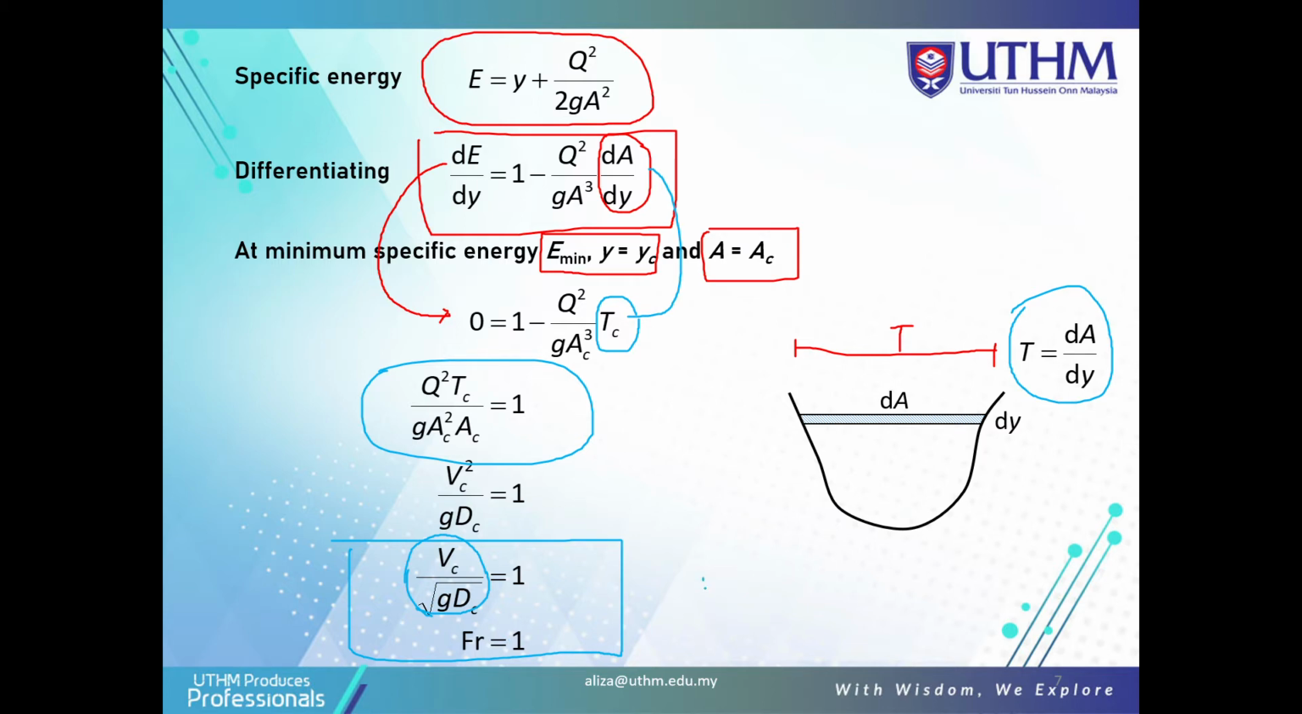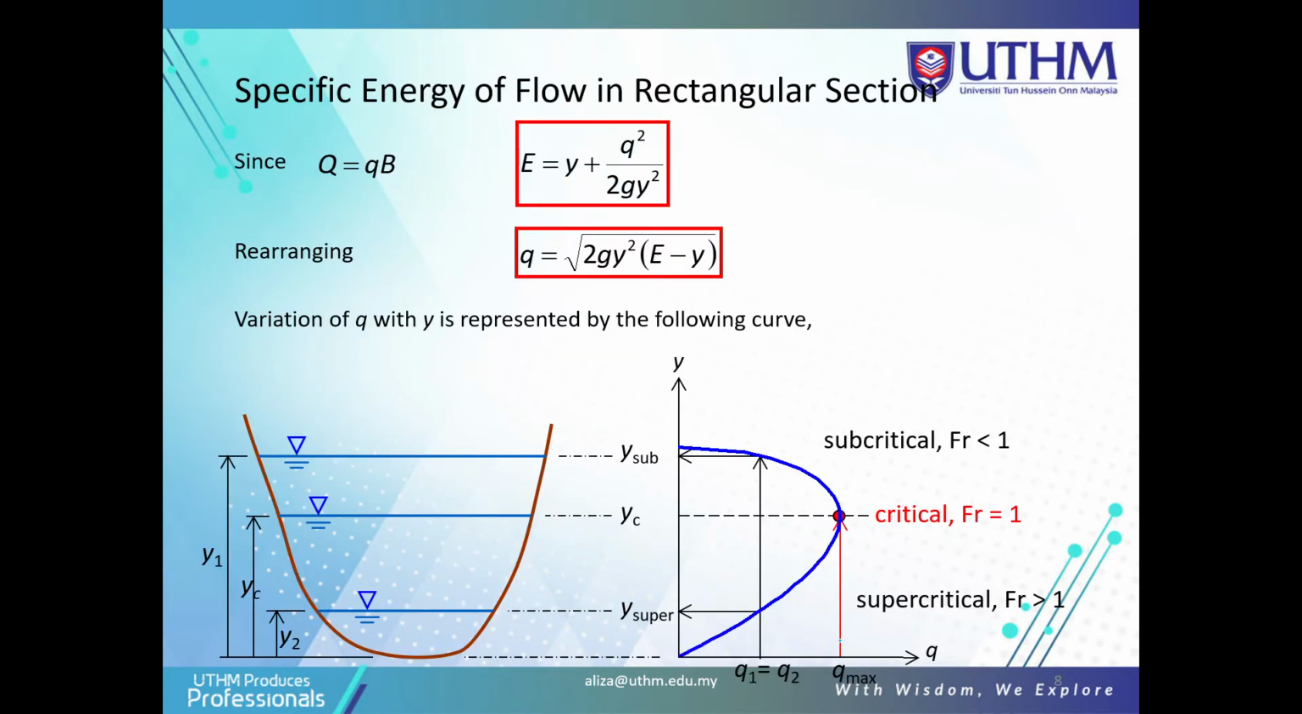So we see that the Froude number is equal to 1 when y is equal to yc, which is when E is minimum. So E minimum gives the condition of critical depth with the Froude number equal to 1. Now this is the specific energy of flow in rectangular section, so we just look at the rectangular section first.